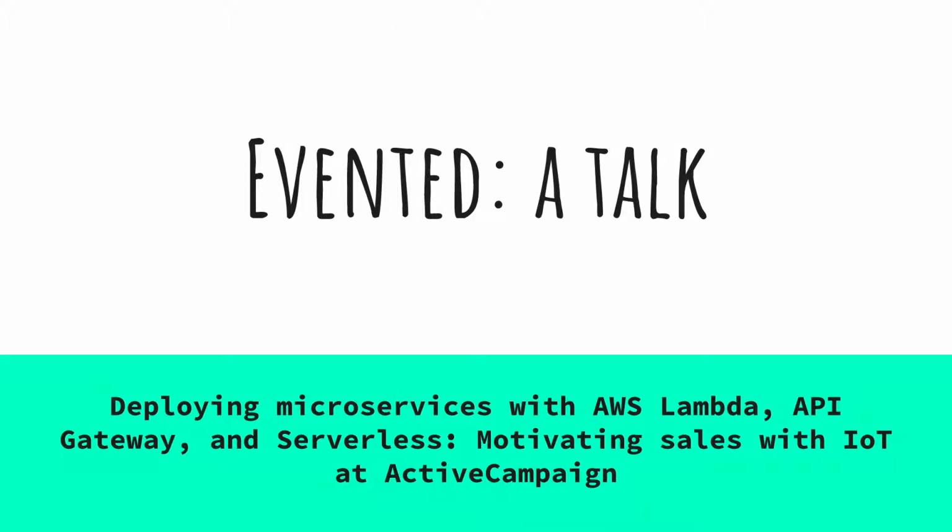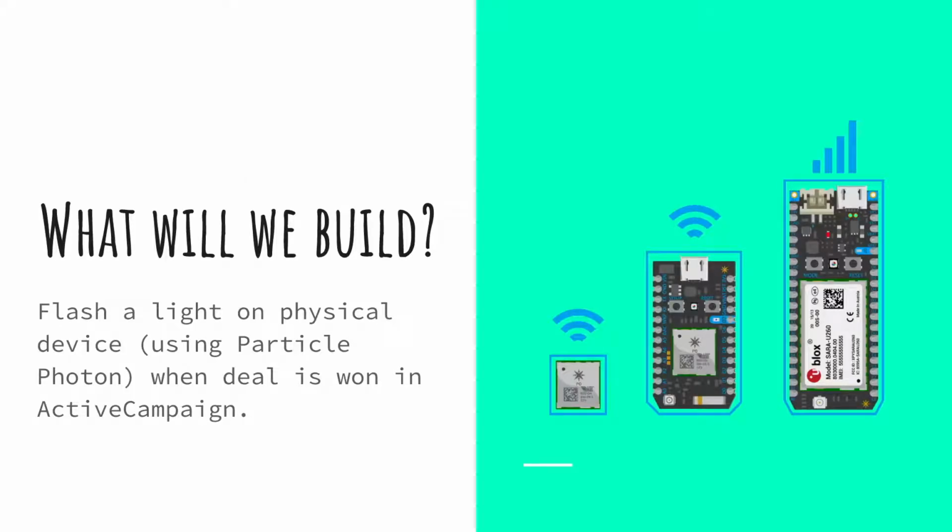I'm the product marketing specialist at ActiveCampaign, and I am a self-taught developer and a hobby tinkerer on IoT projects. Today we're going to be learning how to connect some IoT projects to a third-party CRM, ActiveCampaign, using Amazon Web Services, AWS Lambda, API Gateway, and serverless. So let's take a closer look at what we're gonna build.